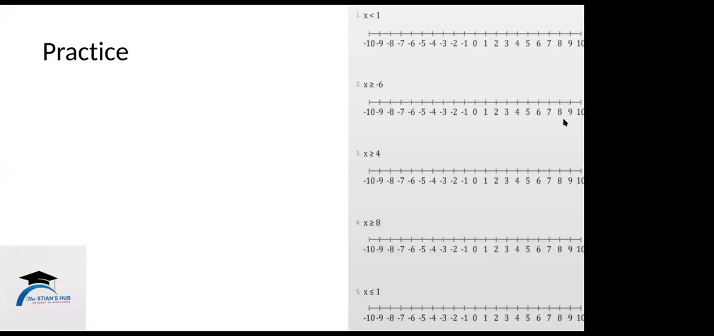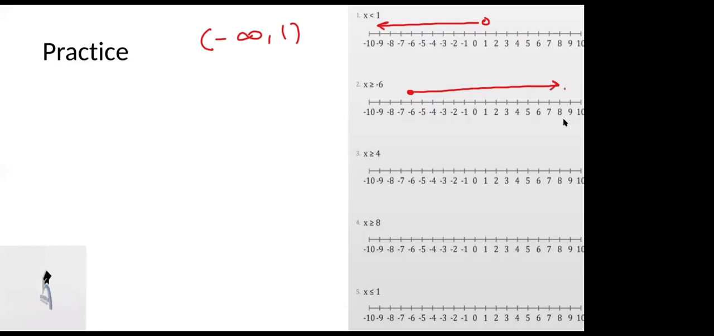Start with the first one. See, x less than 1. This is 1, open bracket, and less than, so minus infinity to 1, both open. x greater than or equal to minus 6, right? This is 6. So this is coming from 6 to infinity, 6 closed, infinity always open.